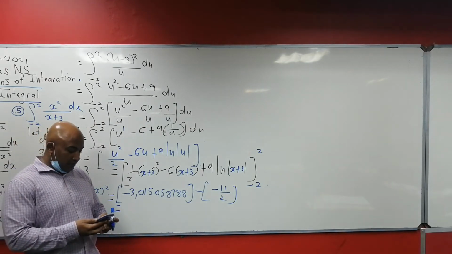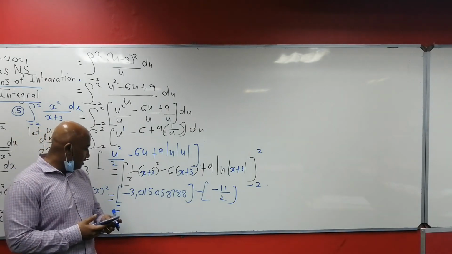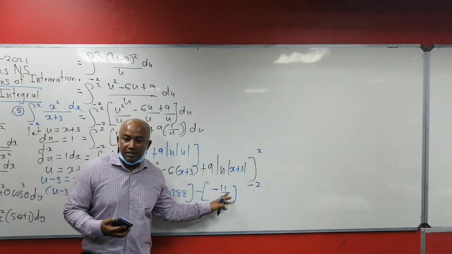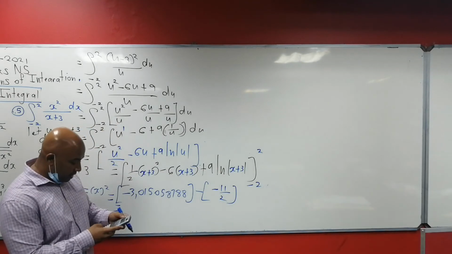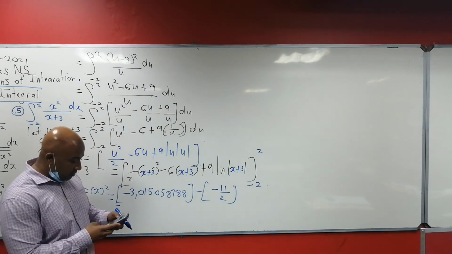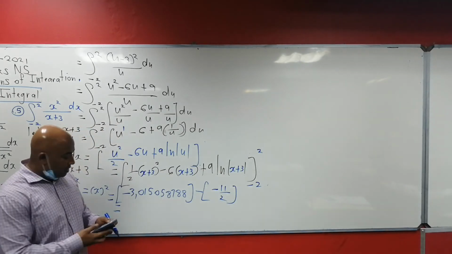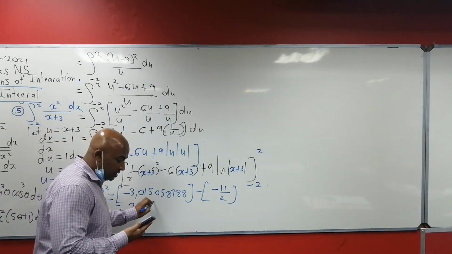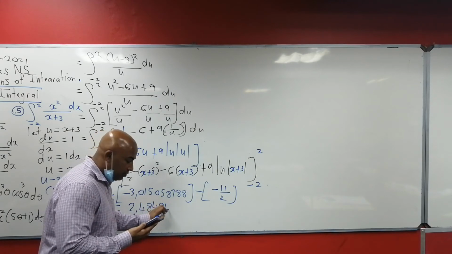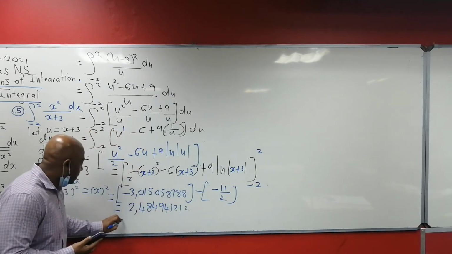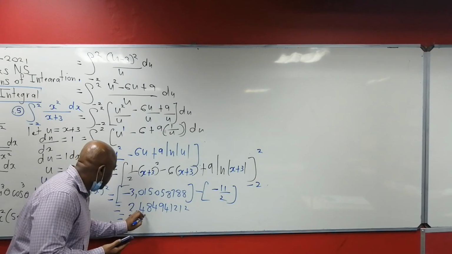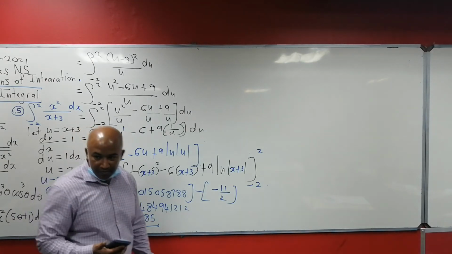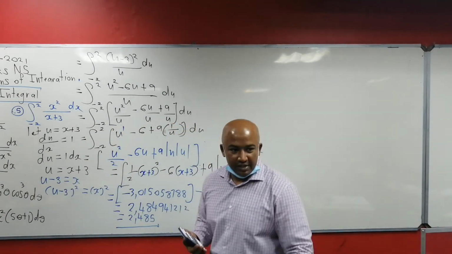So now, let's work this out. So it's going to be this answer, minus times minus is a plus. So that's going to be plus 11 over 2. Check the answer there. Okay, so this final answer is 2.484941212, which is 2.485, rounded off to 3 decimal places. Is that correct? It's correct. So you check that.